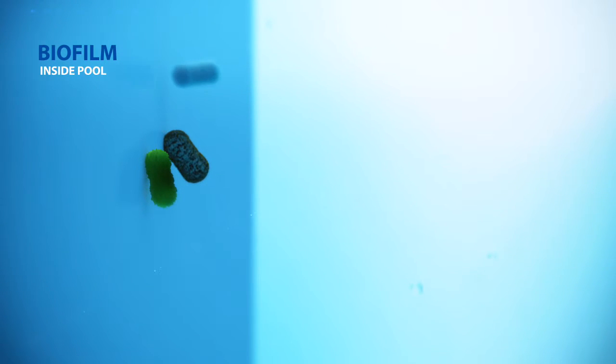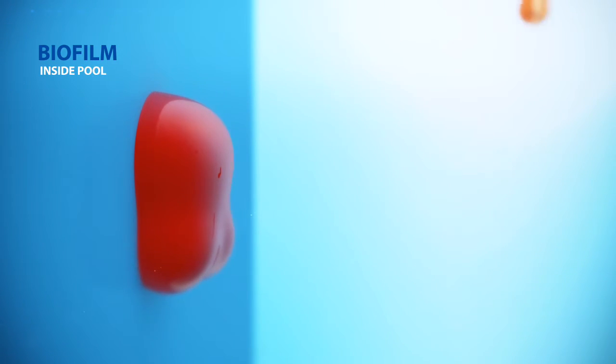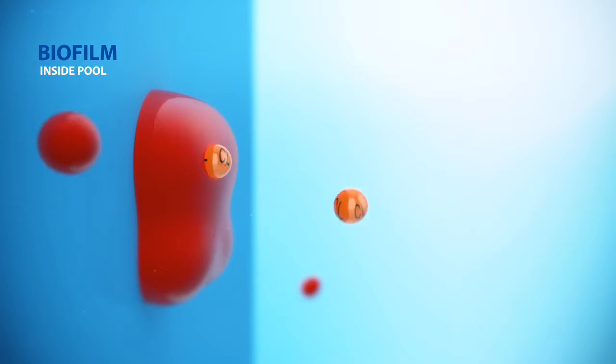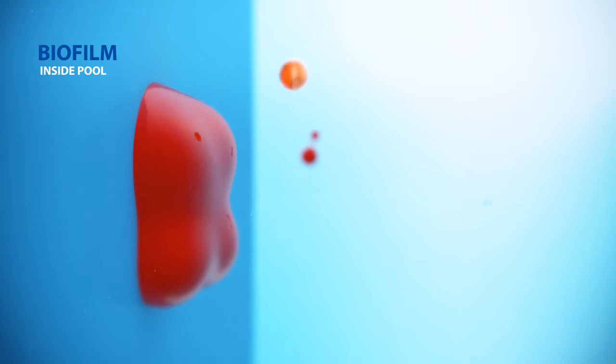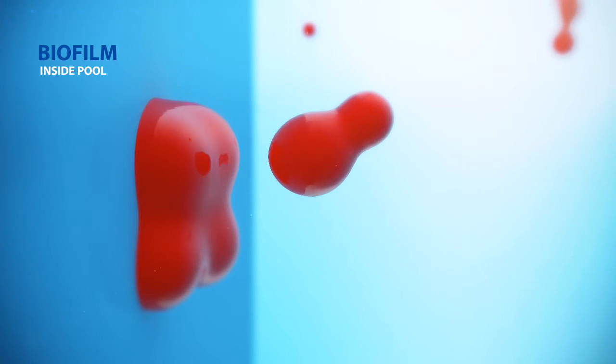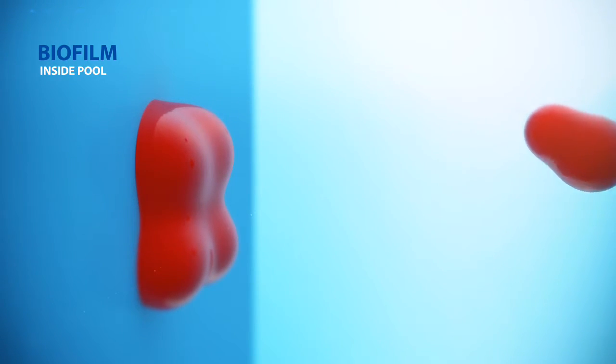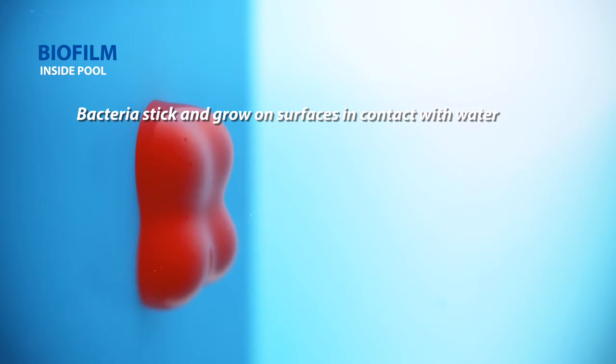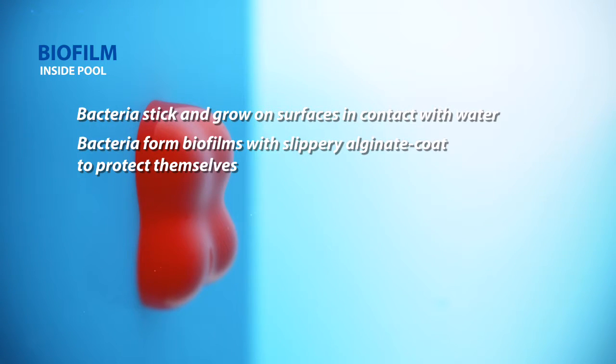All pools have a slippery biofilm grease because bacteria stick and grow on all surfaces in contact with water, like the pool walls and pipework, but most of all the sand in the sand filters, because this is the largest surface area in contact with the water. Bacteria form biofilms with an alginate jelly covering which protects them from chlorine. The bacteria will grow inside the biofilm, and even high concentrations of chlorine will not kill them.